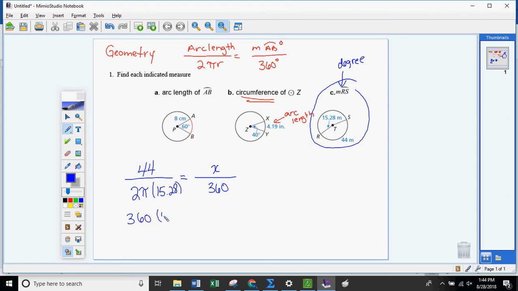I'm going to do 360 times 44, and that's going to equal 2 times pi times 15.28 times X. So 360 times 44 is 15,840. 2 times 3.14 times 15.28 is 95.9584. So 95 and 9,584 thousandths. And then I'm going to divide both sides by this.